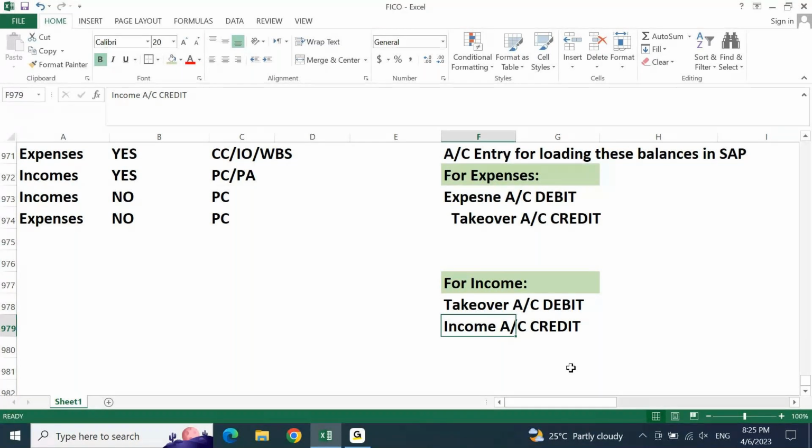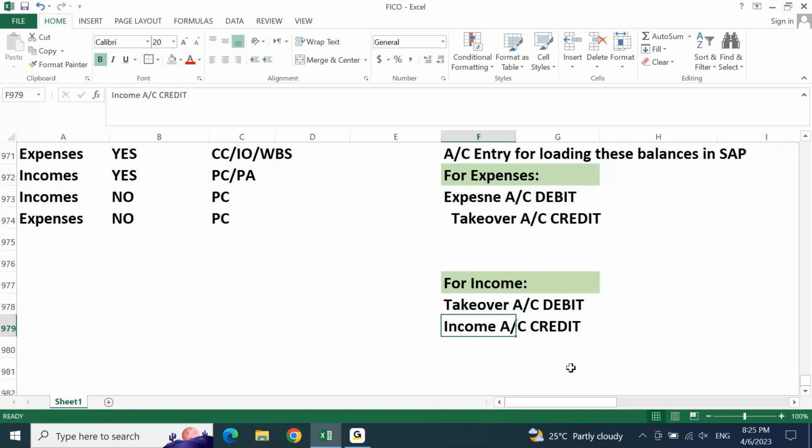Any doubt on these two accounting entries? No, sir. Now these accounting entries you will be questioned in your interview. They'll ask you how do you migrate data from legacy system to SAP system, and first thing that they will expect from you is that you will use a term called trial balance. You have to use the term trial balance, first point. Then you have to use takeover account. Then you have to use accounting entries.